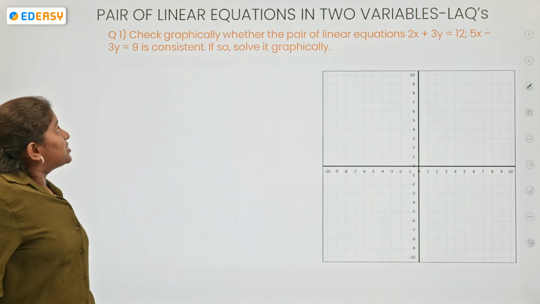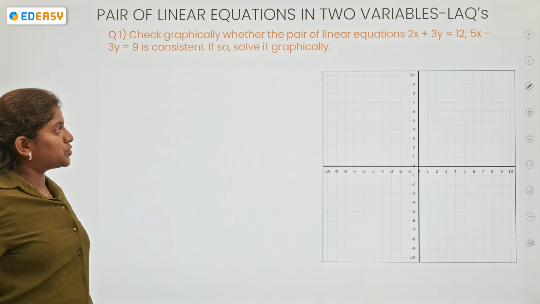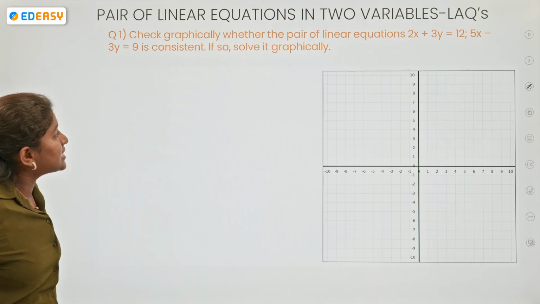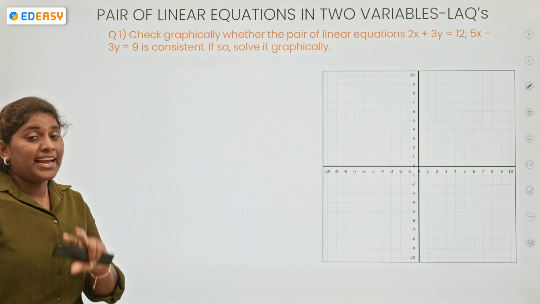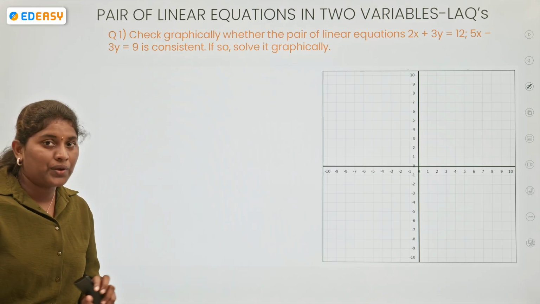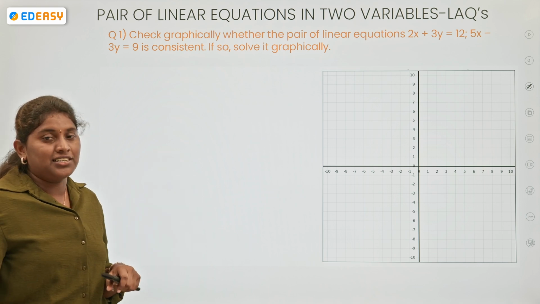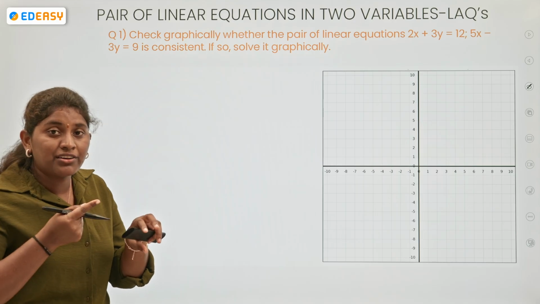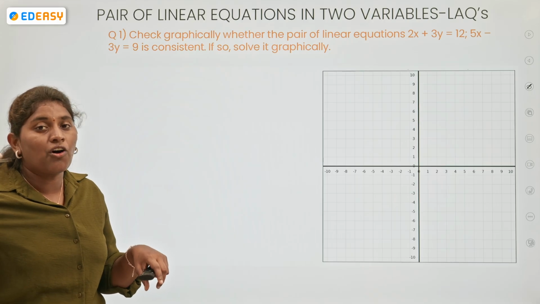Moving to the next: check graphically whether the pair of linear equations 2x plus 3y equals 12 and 5x minus 3y equals 9 is consistent. It means they gave us the pair of linear equations and they are asking us to check whether they are consistent or not. But how do we need to check? We need to check graphically. Clear? So we will go for the graphical method, take the lines for our equations, and from that graph we need to say whether they are consistent or not.